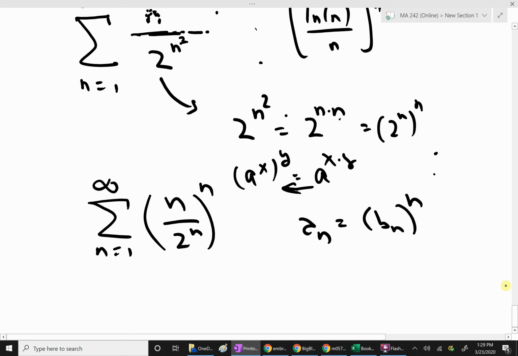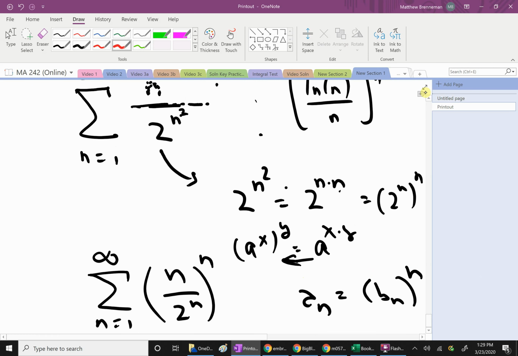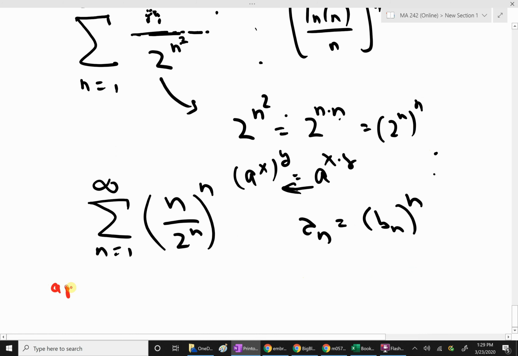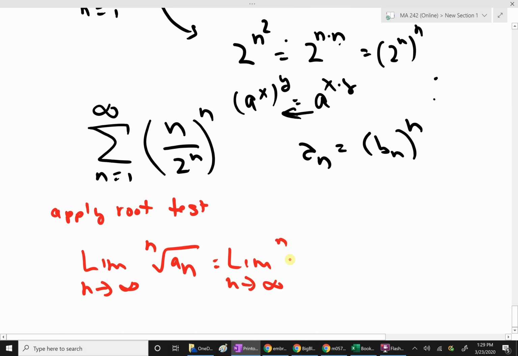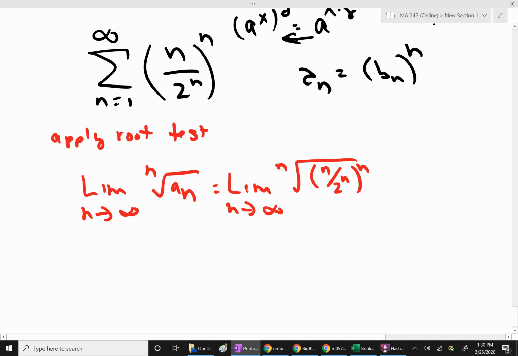Okay, so let's go ahead and apply the root test. Okay, so the root test says the limit as n goes to infinity of the nth root of a_n, which in our case is the limit as n goes to infinity of the nth root of n over 2 to the n, to the nth power. And of course, we cold-bloodedly set this up because the nth root of something raised to the nth power is just that quantity, right? So this is the limit as n goes to infinity of n over 2 to the n.